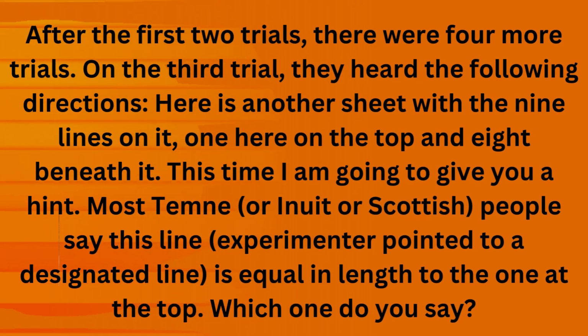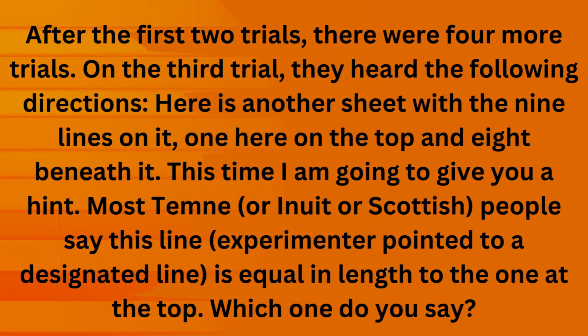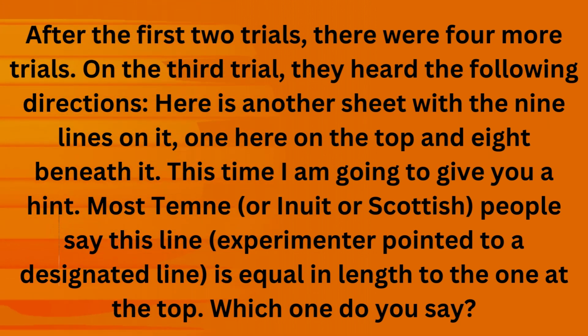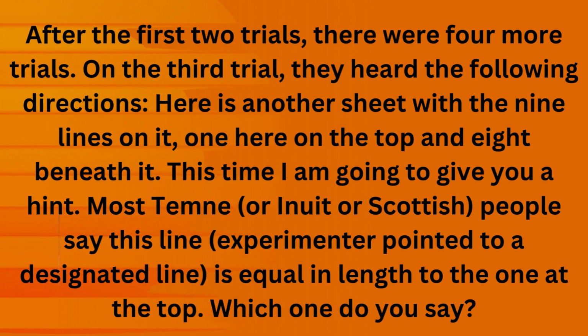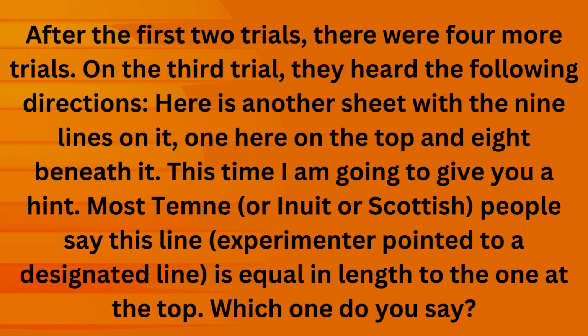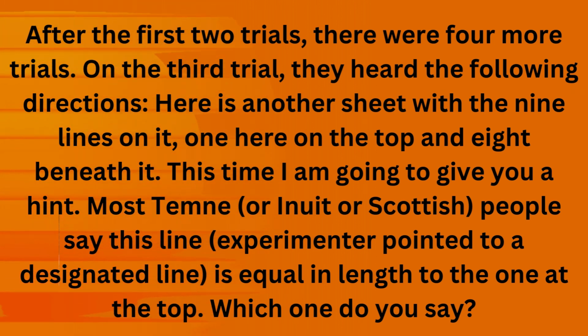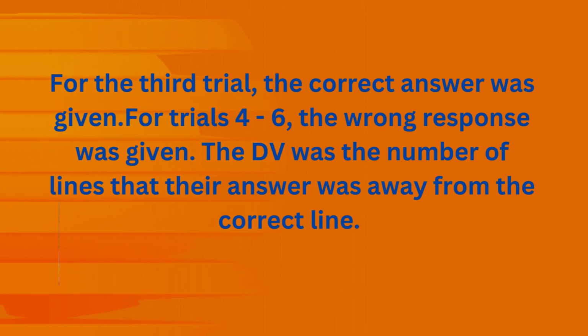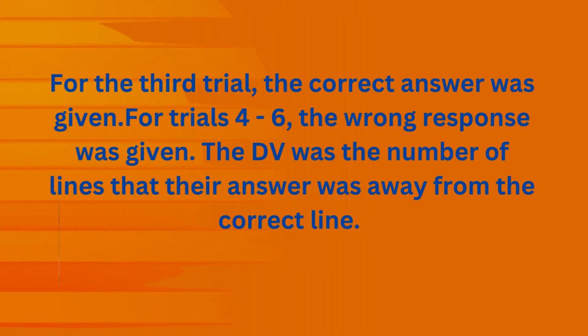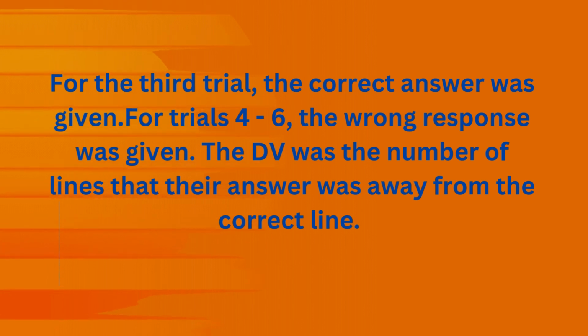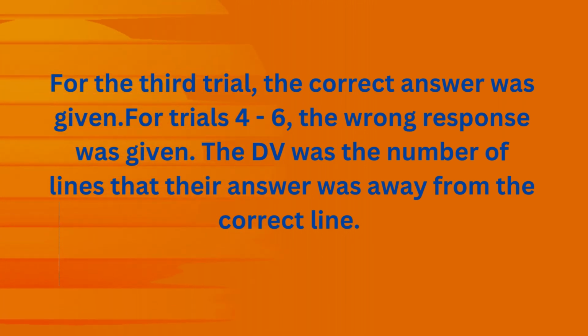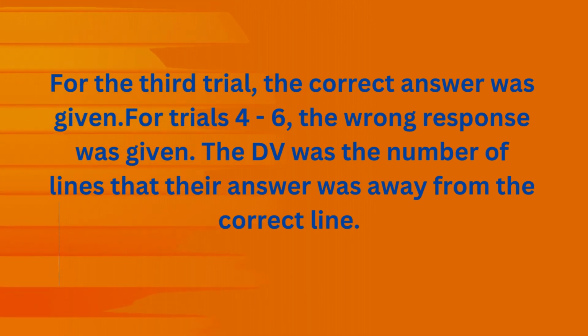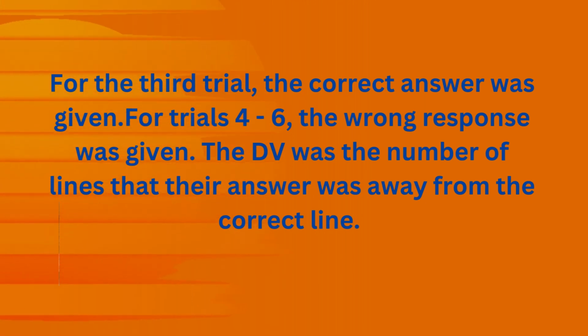On the 3rd trial, they heard the following directions. "Here is another sheet with the 9 lines on it, 1 here on the top and 8 beneath it. This time I am going to give you a hint. Most Temne, or Inuit, or Scottish people say this line" - the experimenter pointed to a designated line - "is equal in length to the one at the top. Which one do you say?" For the 3rd trial, the correct answer was given. For trials 4 to 6, the wrong response was given. The dependent variable was the number of lines that their answer was away from the correct line.